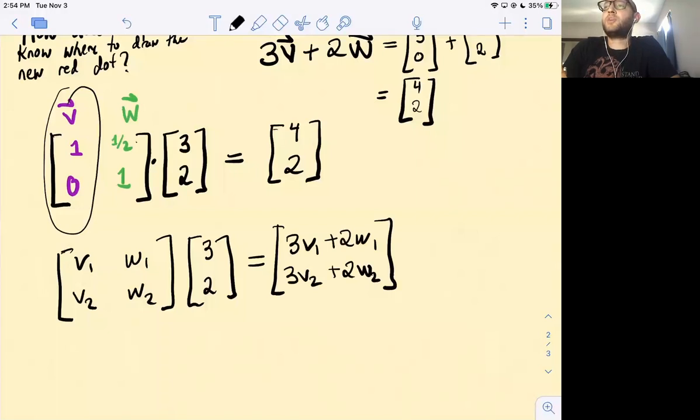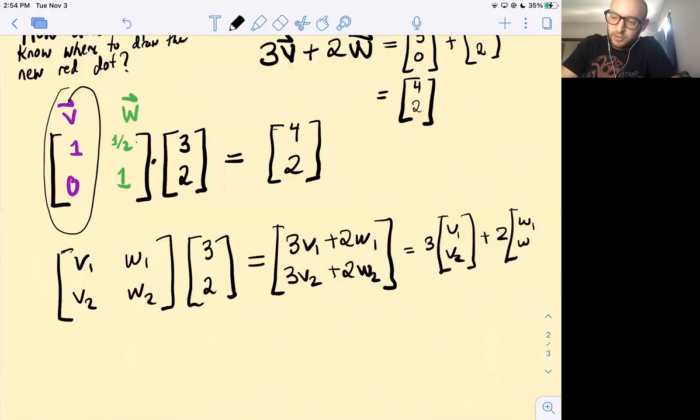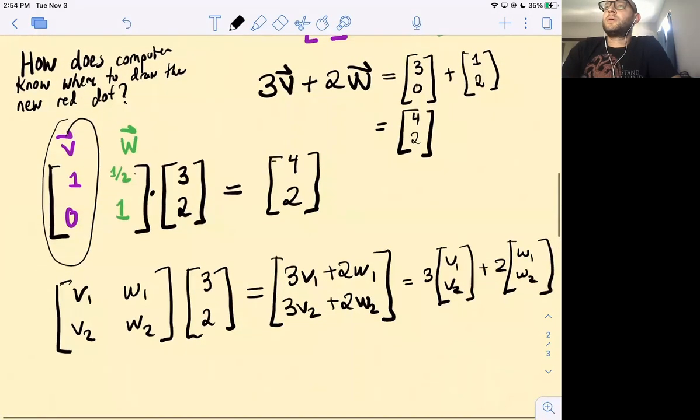But you can interpret it from a different perspective if you say, oh, wait a second. This looks like a combination of two different vectors. This looks like 3 times (V1, V2), which is the first column, plus 2 times (W1, W2). And little v without the arrow is just the coordinate of v.